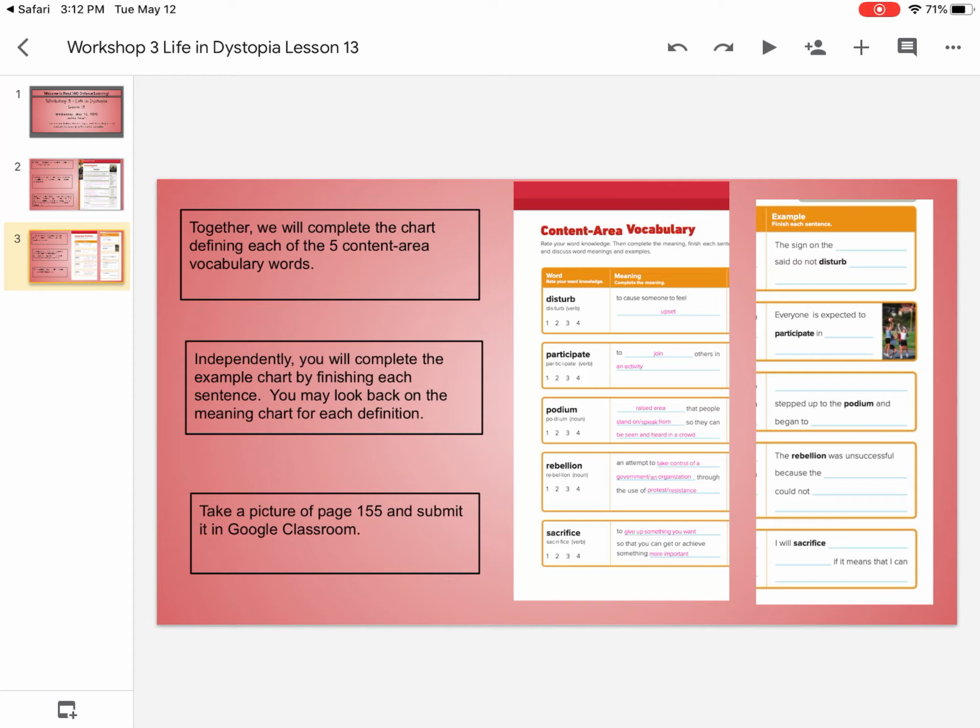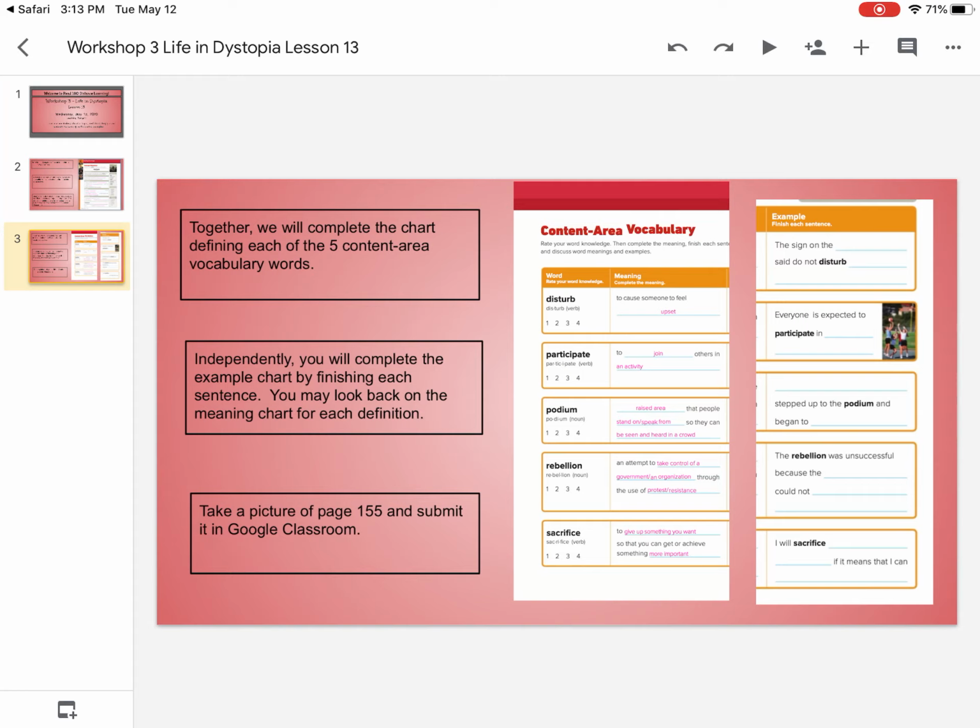So the first word is disturb. Disturb is an action word. It's a verb. Next word is participate. Again, participate is an action word. It's a verb. The third word is podium, and podium is a noun. Remember, a noun is a person, place, thing, or idea. Your next word is rebellion, also a noun. And the last word is sacrifice, and sacrifice is a verb or an action word.